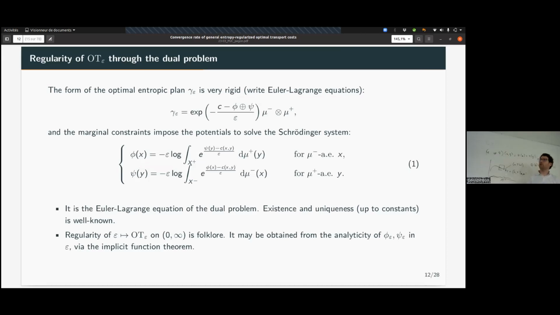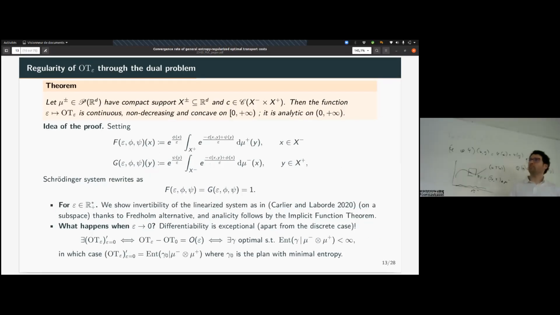Just to say that the OT epsilon, when epsilon is strictly positive, everything is very nice. It's analytic, actually. So this OT epsilon, as a function of epsilon, is analytic on 0 to plus infinity. It's a continuous function on the whole half-line, non-decreasing and concave. This you can show, it's not complicated. It's known as folklore, and you have a nice proof using the implicit function theorem.